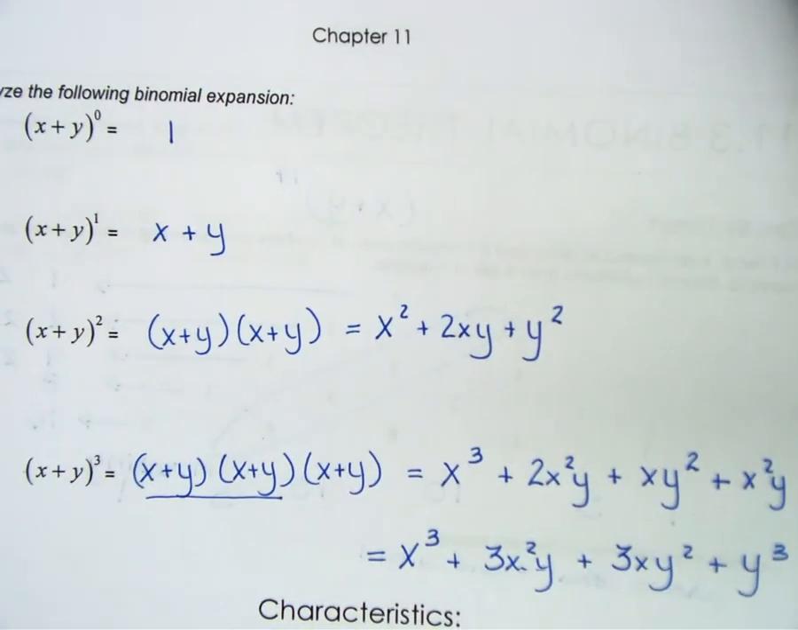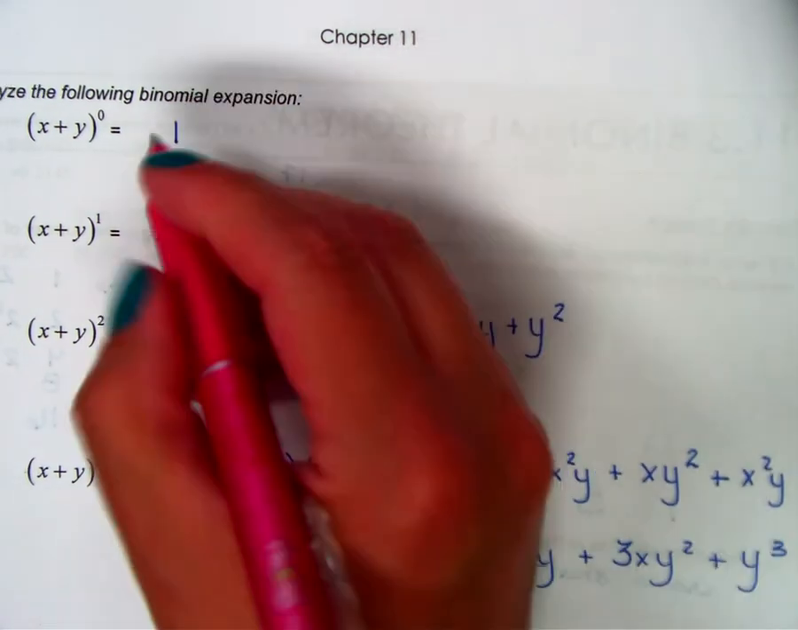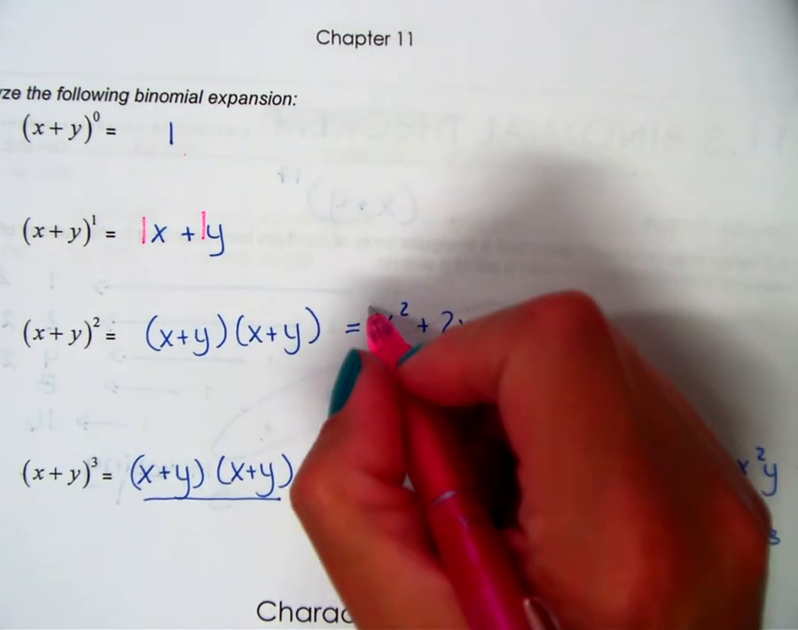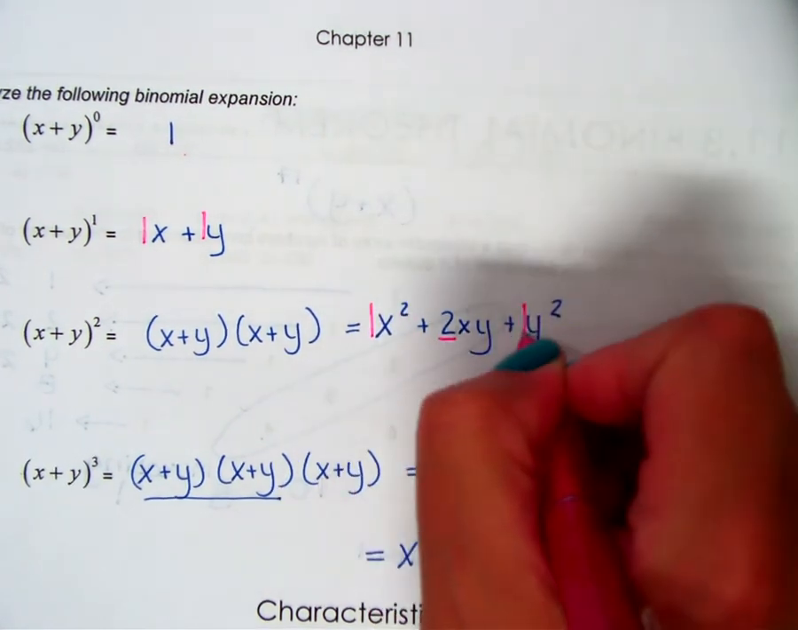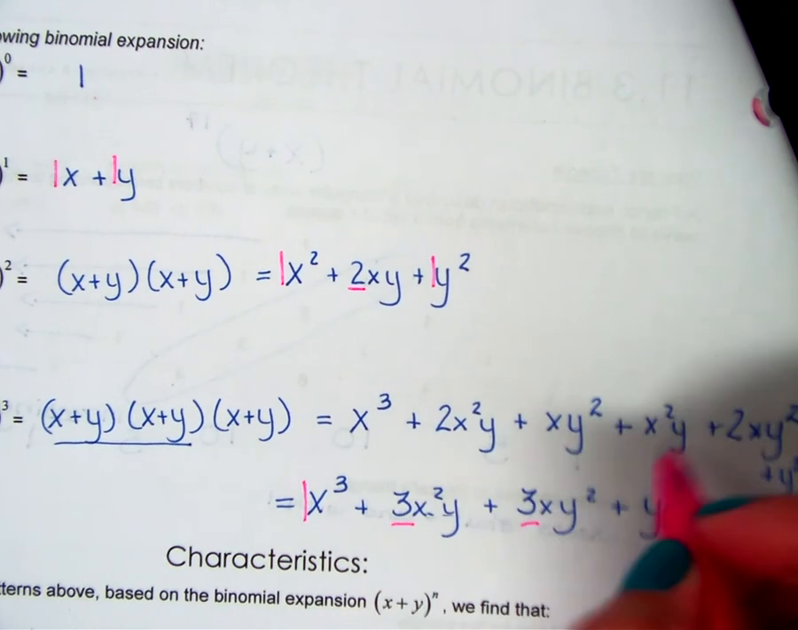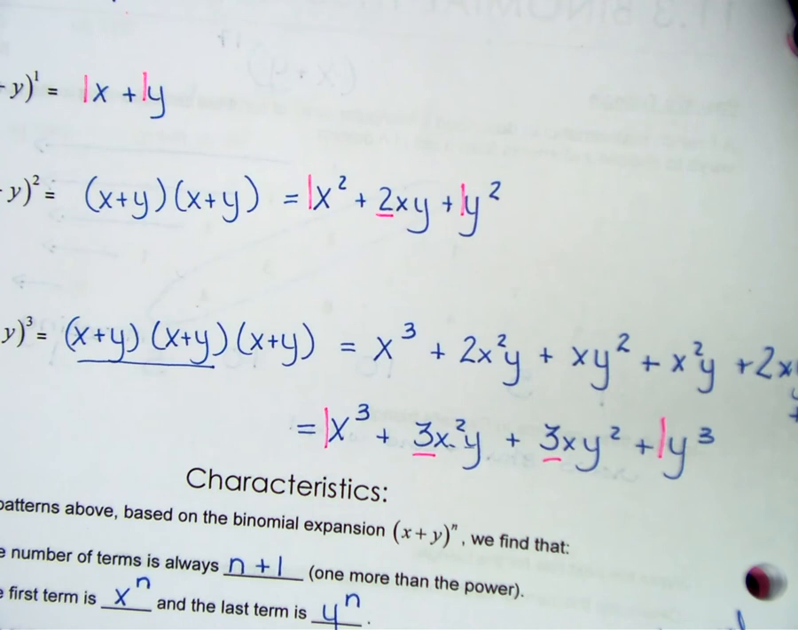Okay, so let's talk about coefficients. I'm going to switch colors here for a sec. What am I starting with? 1. What are the coefficients here? 1 and 1. What are the coefficients here? 1, 2, 1. What are the coefficients here? 1, 3, 3, 1. So they link to Pascal's triangle. So the coefficients on the binomial expansion are the ones from Pascal's triangle.